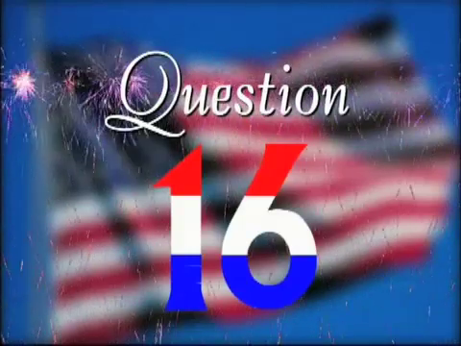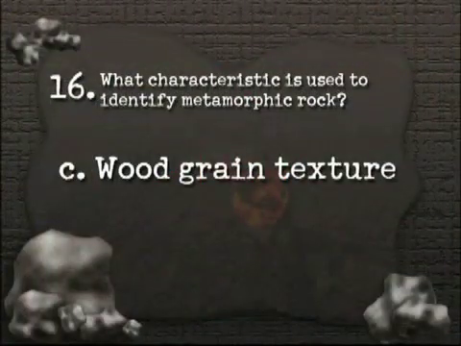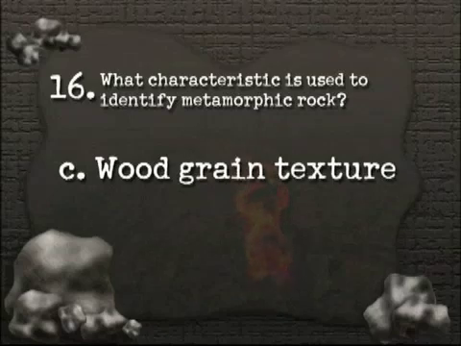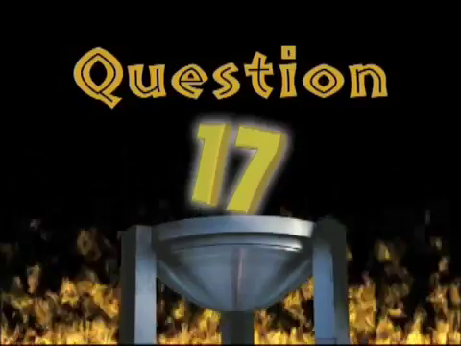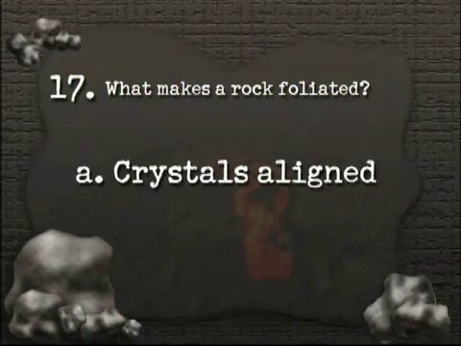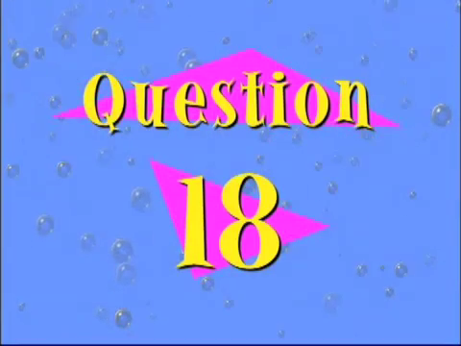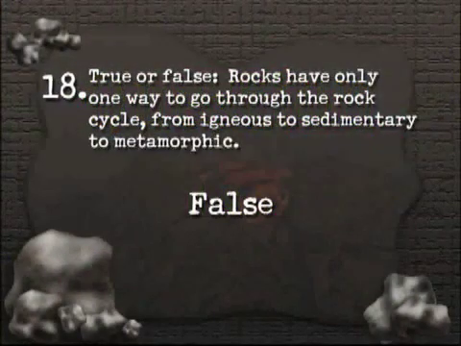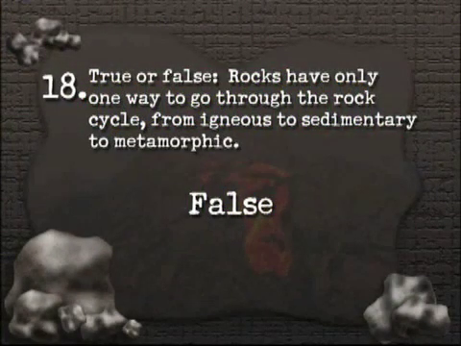Question 16. C. Wood grain texture is used to identify metamorphic rock. Question 17. A. A foliated rock has crystals that are aligned. Question 18. False. Rocks have many ways to go through the rock cycle.